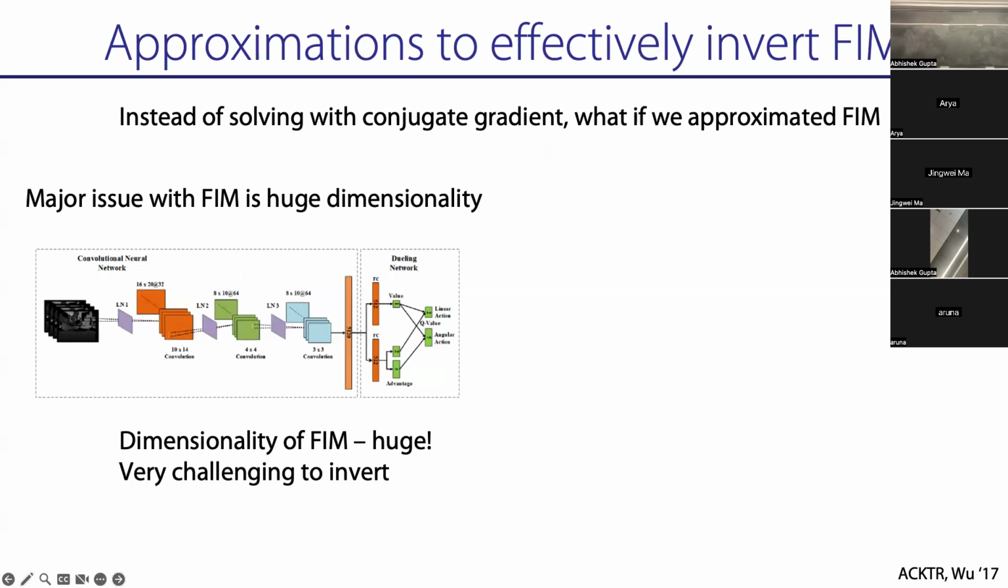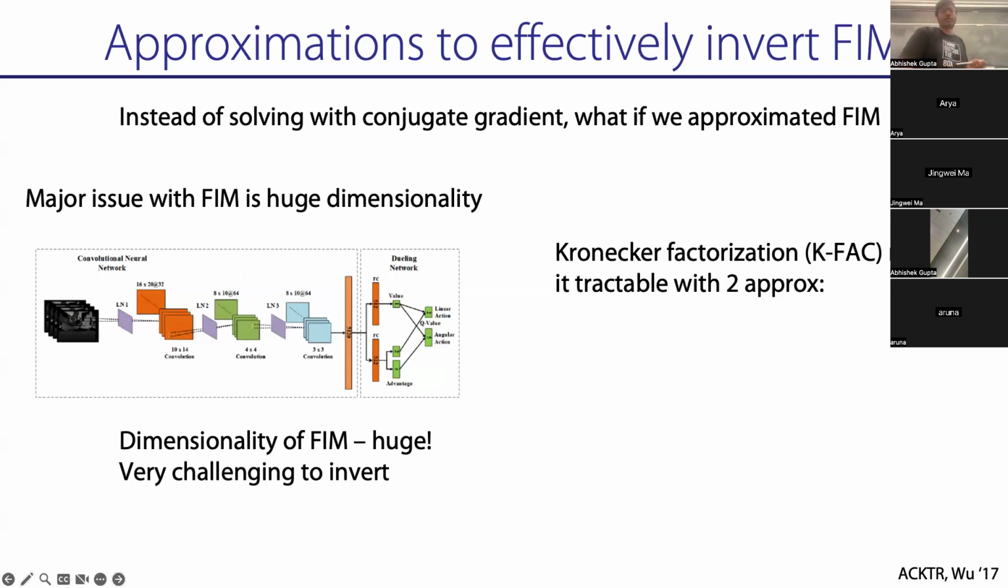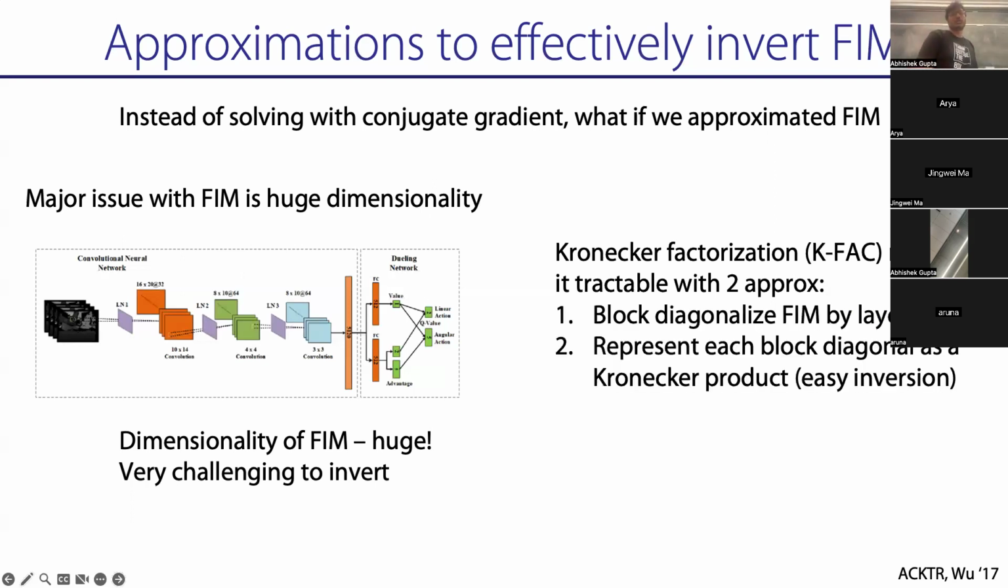Okay. So the problem is if I construct this whole outer product, it's really big and painful, right? And so what the Kronecker factorization, called K-FAC, does is it makes it tractable with two approximations. The first is that you block diagonalize the Fisher information metric layer by layer in a neural net. And the second is you represent each block diagonal as a Kronecker product, which makes it easy to invert. We'll cover what each of these terms mean.